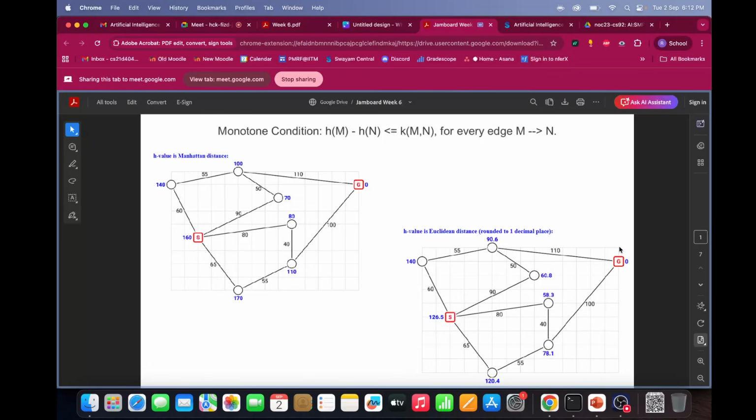Similarly, if you go to this particular node, which has heuristic value 90.6, this will be defined by how much? Minus 1, minus 2, minus 3, minus 4, minus 5, minus 6, minus 7, minus 8, minus 9, and then plus 1. So minus 9 comma plus 1 will be the coordinate of this particular node, and then you can just follow the simple Euclidean distance formula.